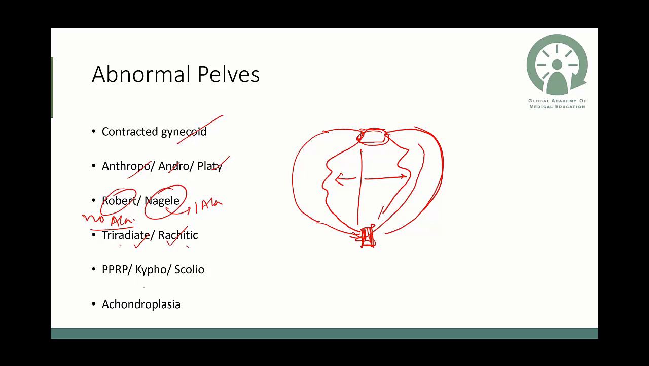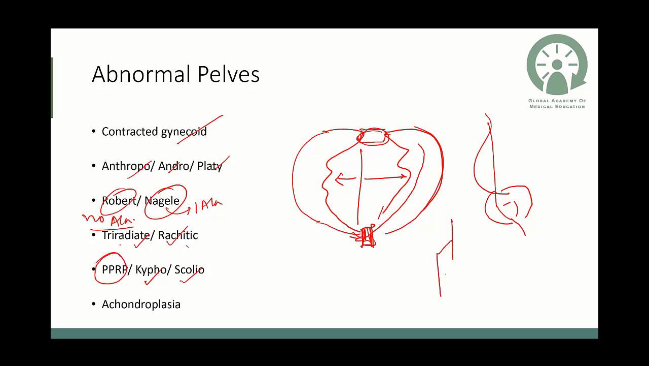If there is a skeletal deformity, kyphosis or scoliosis of the spine, then the pelvis is bent accordingly and can cause difficulty in the birth canal, can cause an abnormal curve of Caris. And post-polio residual paralysis is very interesting.